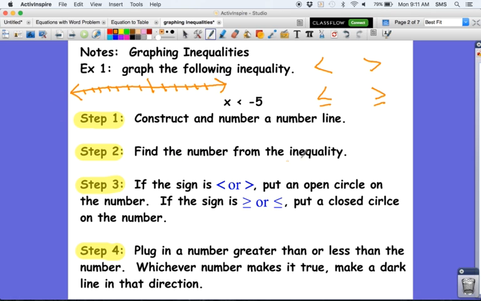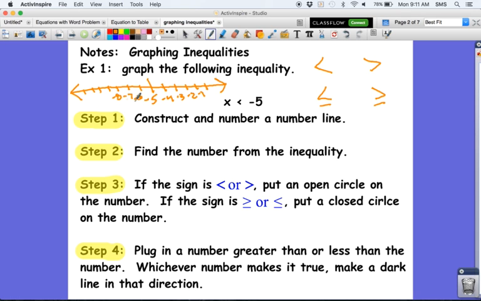Now I'm going to find the number from the inequality. So my inequality is x is less than negative 5. So for my number line, for this particular number line, instead of starting at 0, I'm actually going to start at negative 5. And then I'm going to number 3 numbers on each side of it. So I'll have negative 4, negative 3, negative 2, negative 1. And then this is negative 6, negative 7, negative 8. And then it just keeps going on.